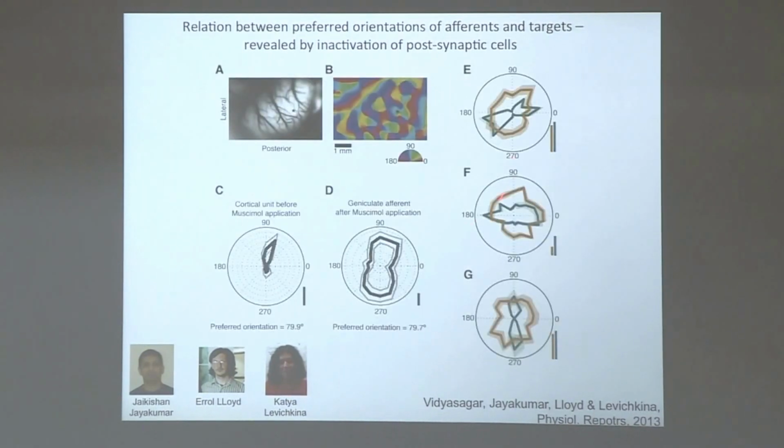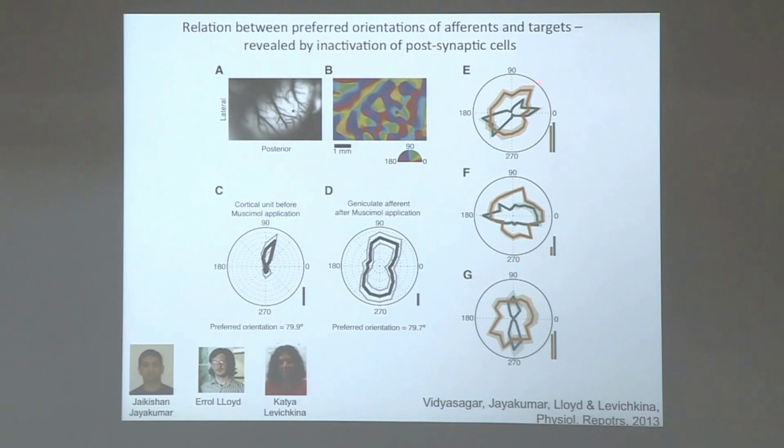And we found that this is the sharp orientation selectivity of a cortical cell before we applied kainic acid at a particular place. And once we applied, this is in the case of muscimol. Muscimol suppresses all activity of cells, leaving alone only the afferent fibers. This is the orientation bias of a fiber. You see that it has the same preferred orientation as a cell.